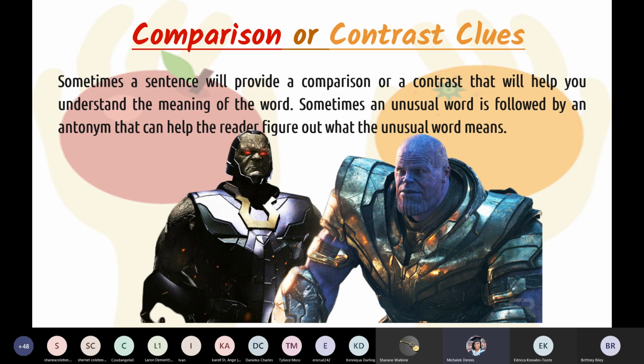So now let's go into comparison or contrast clues. Sometimes a sentence will provide a comparison or contrast that helps you understand the meaning of the word. Sometimes an unusual word is followed by an antonym or synonym that can help the reader figure out what the unusual word means. Now, when we talk about compare and contrast, can you give me some similarities of Thanos and Darkseid? Even though I just learned who he was this morning, but that's fine.